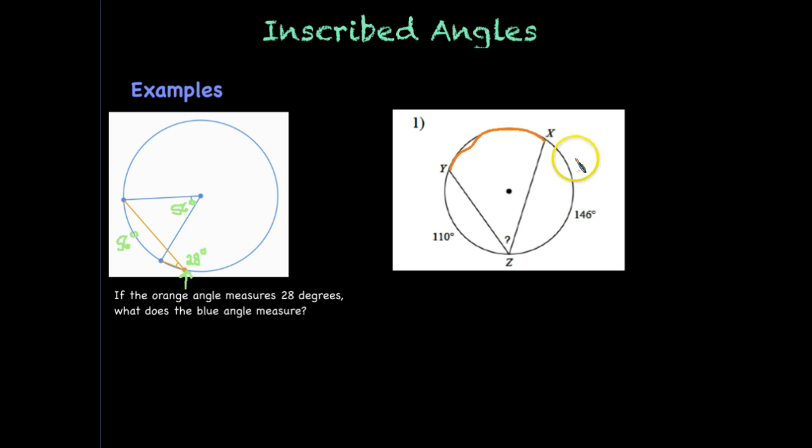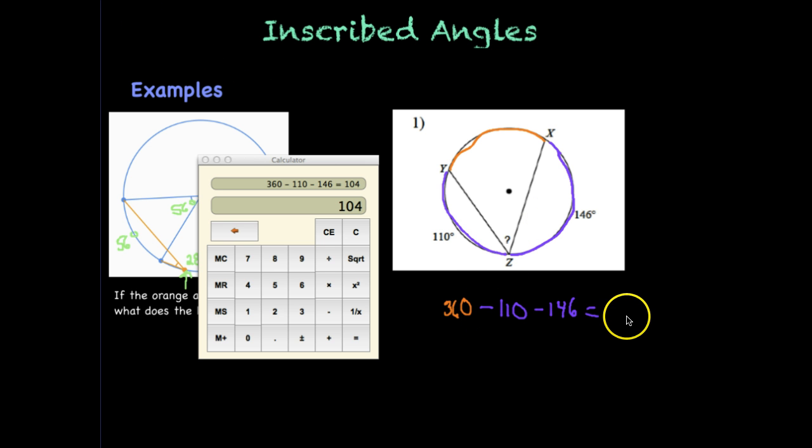So, think about how many degrees are there in an entire circle. There's 360. So if we take 360 and we subtract these two arcs, we'll be left with 104 degrees, an arc measure of 104 degrees up here.